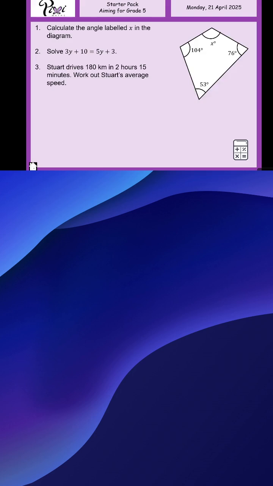Okay, so question number 1. Look at the angle labeled x in the diagram. What shape is this, guys? What type of shape is this? Okay, it's a 4-sided shape.